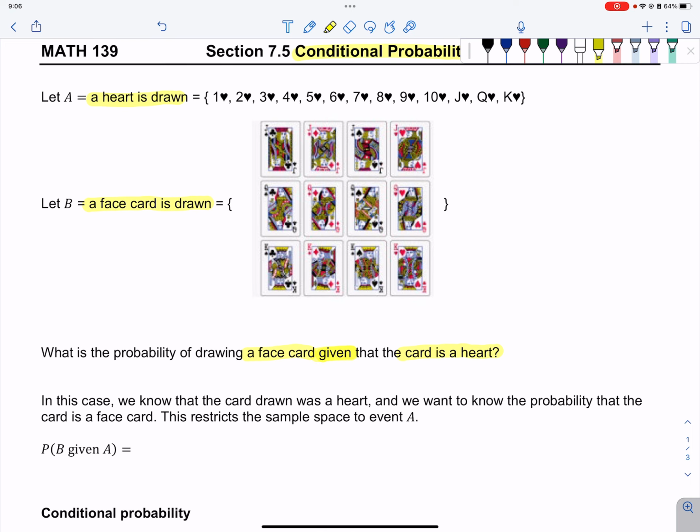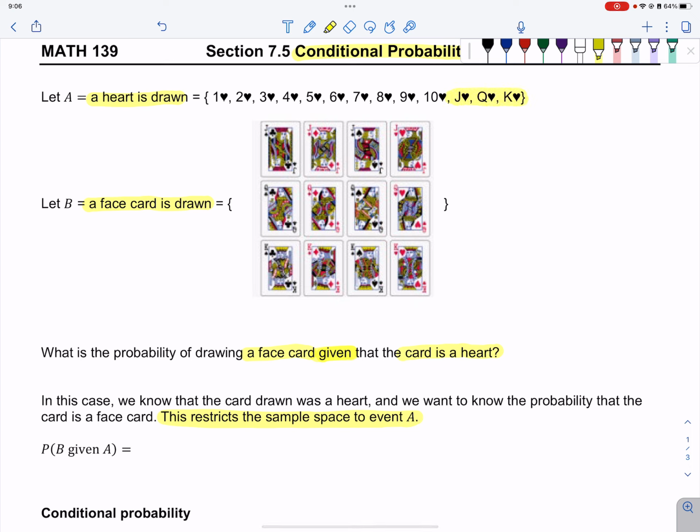In this case, we know that it's a heart. And what is the probability of the face card? What this is doing is restricting the sample space to that event where it is a heart. So we are essentially now looking only at our event A, where a heart is drawn, and wanting to figure out from there, what is the probability that it's a face card?